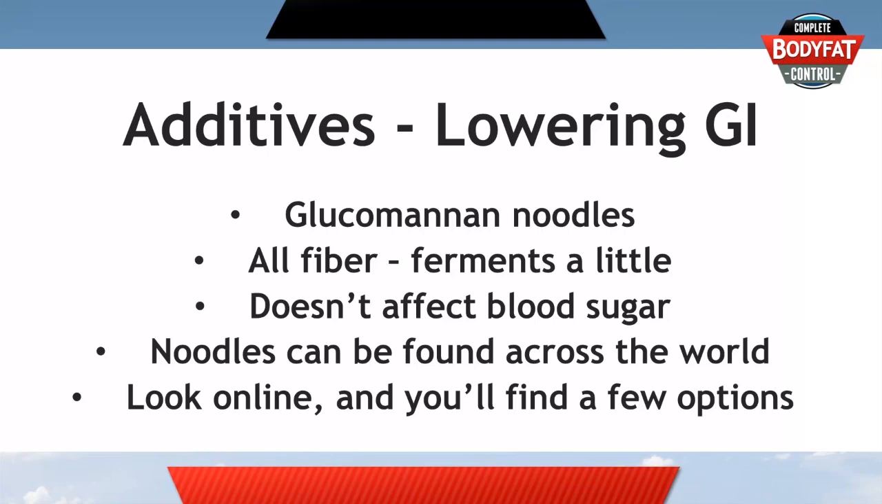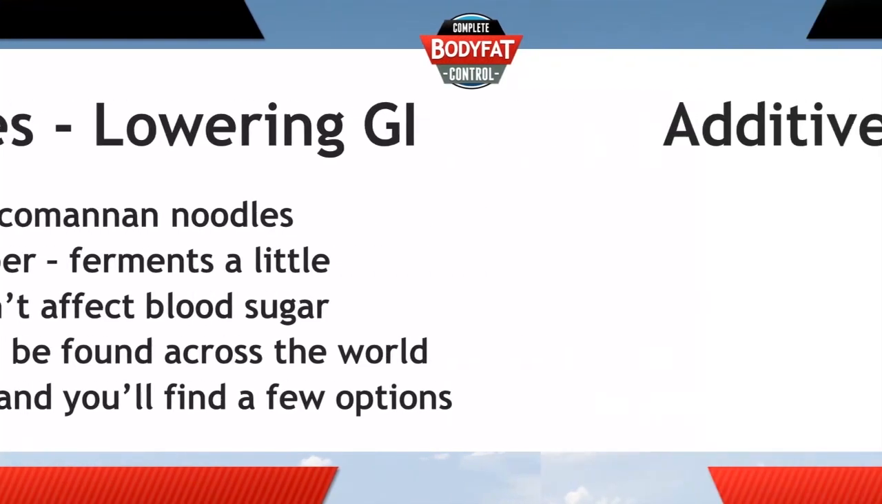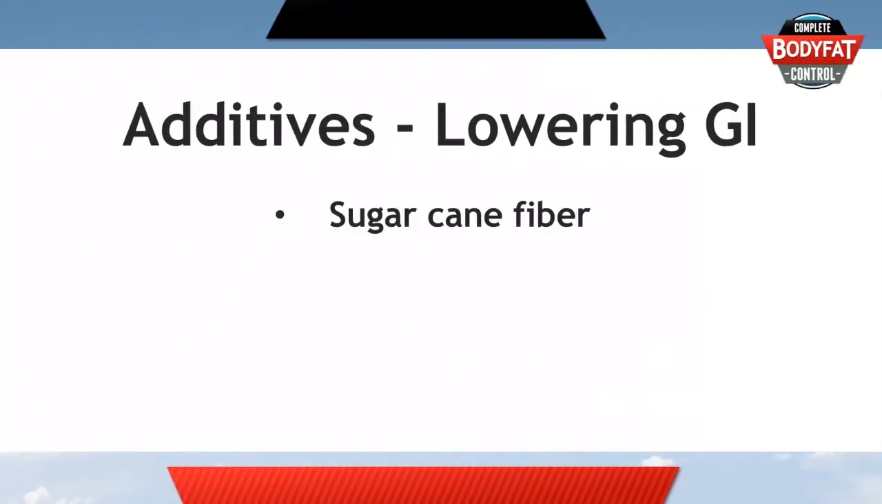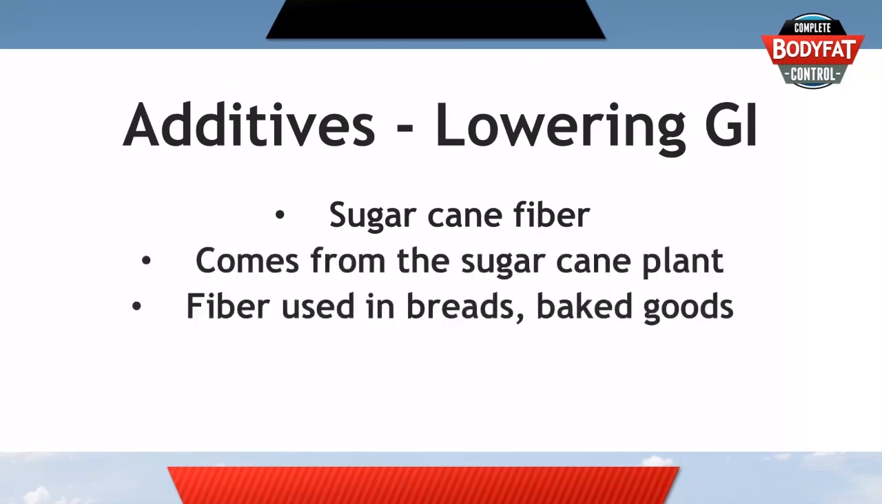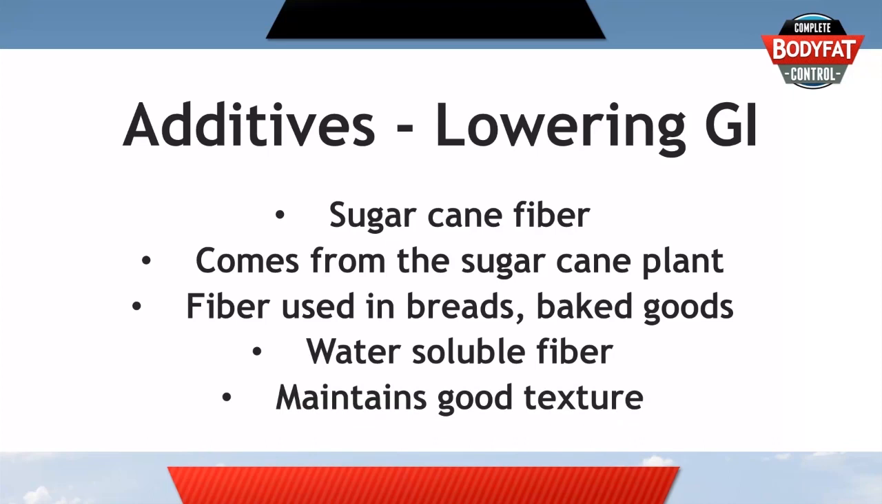One last additive that's only just been added recently to some foods in certain places is sugarcane fiber. That's a fiber derived from the sugarcane plant. And although it's coming from a plant that makes pure sugar, it literally is just a fiber that can be used in all kinds of breads and baked goods, because again, it's a water-soluble fiber, so it can help lower the GI of products, but it still maintains their texture and their flavor. So if you start seeing sugarcane fiber on certain products, you'll know why it's being put in there.